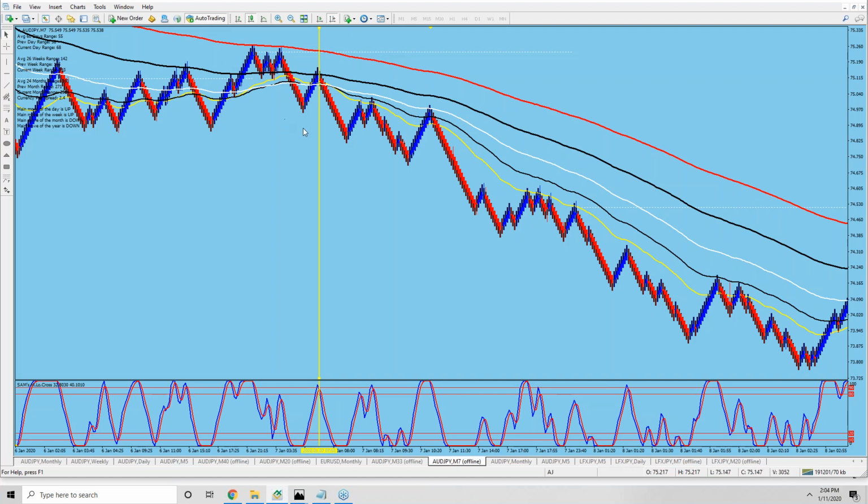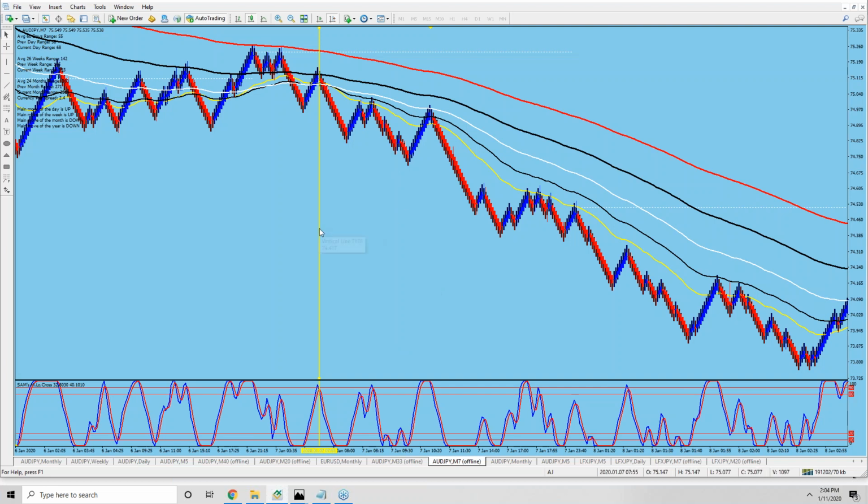So not moving much, but I'm just showing you the beauty of using this 33-minute and 7-minute combination. You can't go wrong with that. If you understand it and use it properly, you cannot go wrong whatsoever. It does not allow you to go wrong.